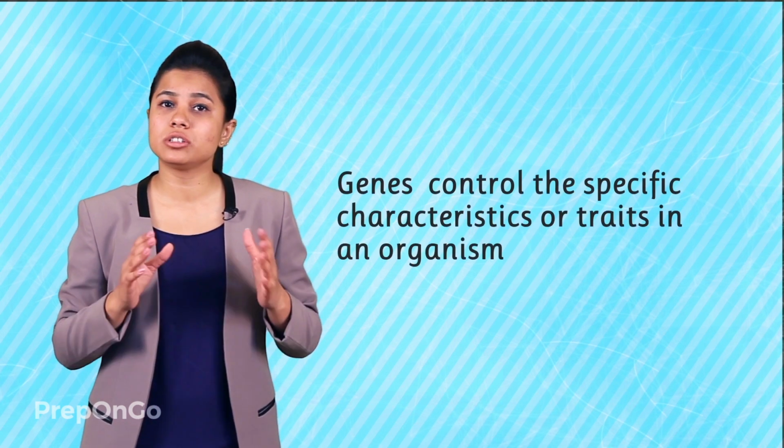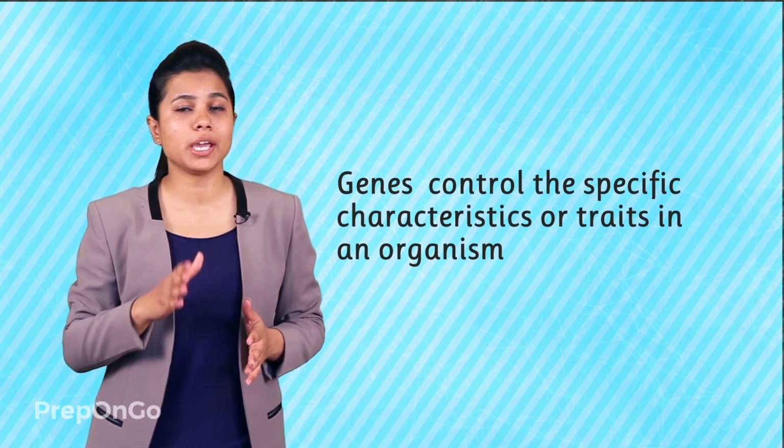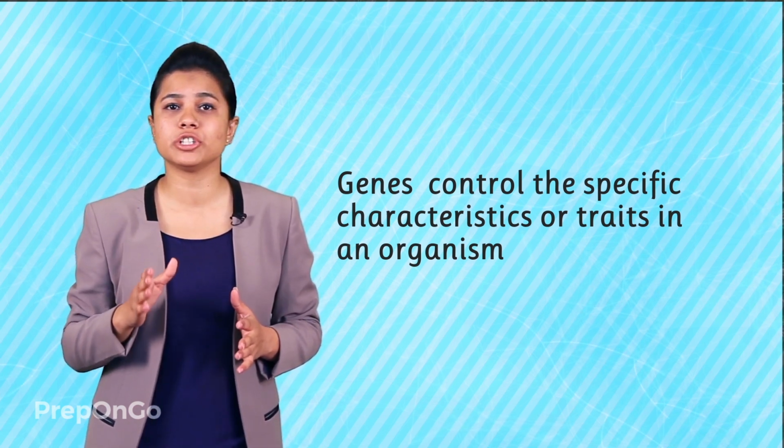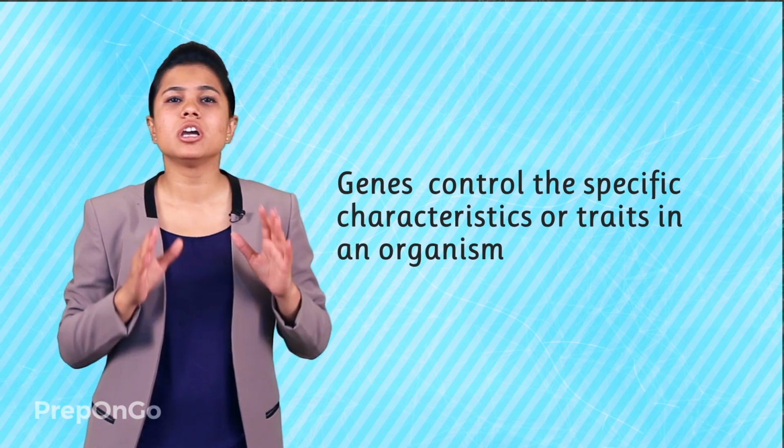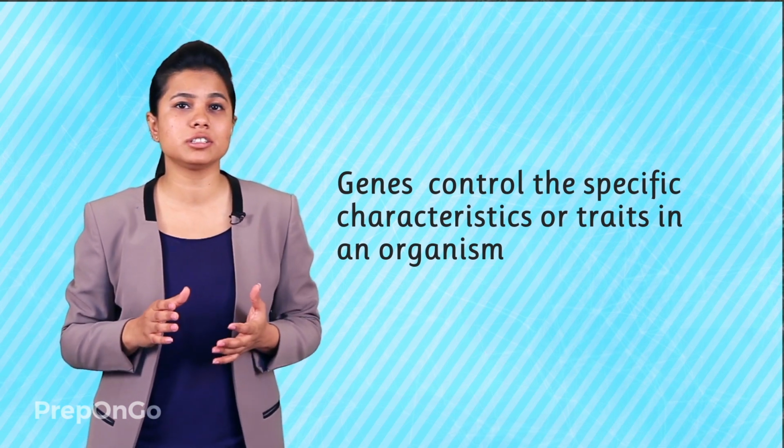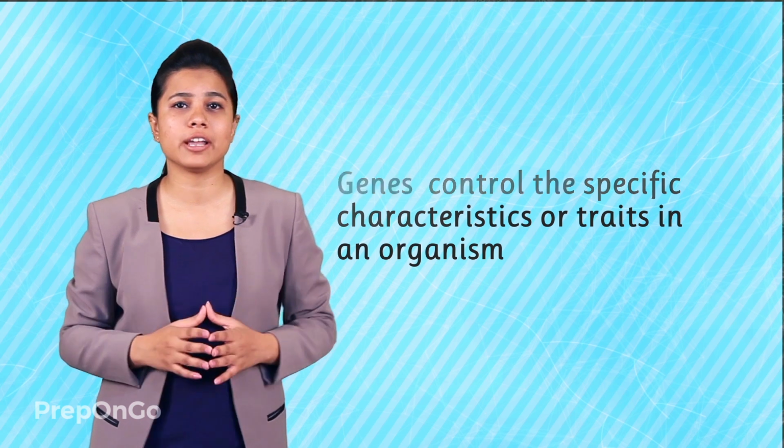Hello everyone. Let us understand the various terms which we are going to use in our upcoming videos so that we can understand them in a better way. We know that the transfer of characteristics from parents to the offspring or progeny is done by the genes, which control the specific characteristics or traits in an organism.